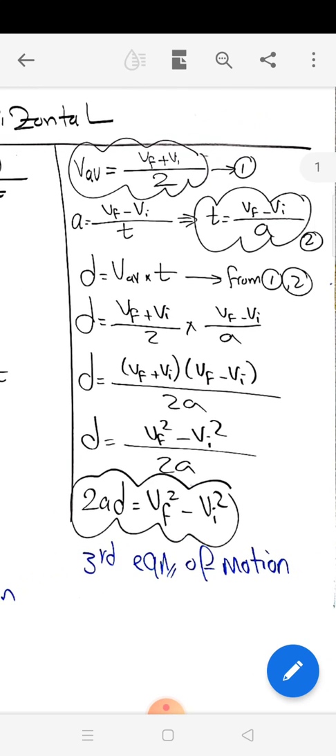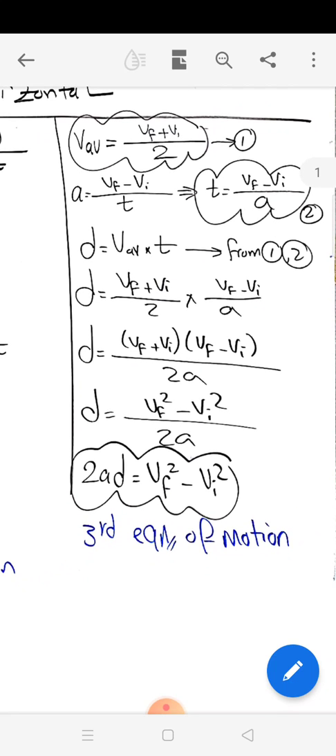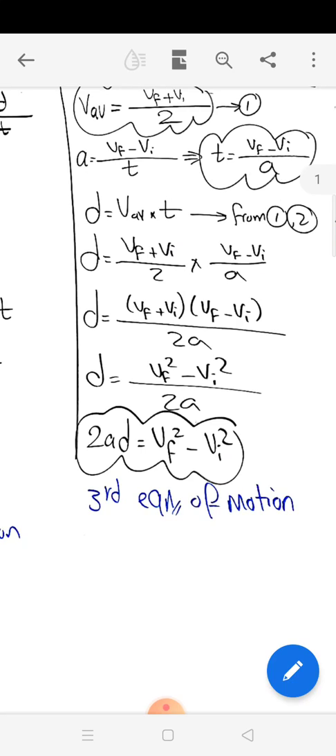Third equation of motion, starting with the v average, v final plus v initial over 2, and from the law of acceleration, v final minus v initial over time, we will get time equals v final minus v initial over acceleration. Substituting the two equations in the law of the displacement, which equals v average times the time, the displacement will equal v final plus v initial over 2 times v final minus v initial over acceleration. By substituting, we will get at the end 2 times acceleration times displacement equals v final squared minus v initial squared, as the third equation of motion.